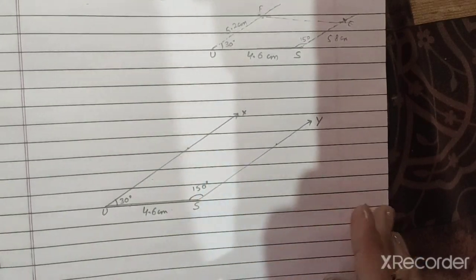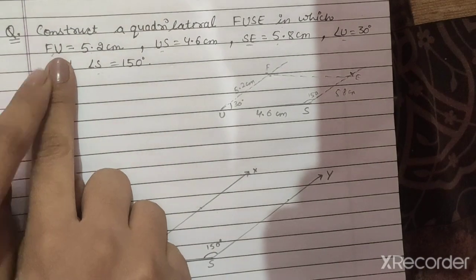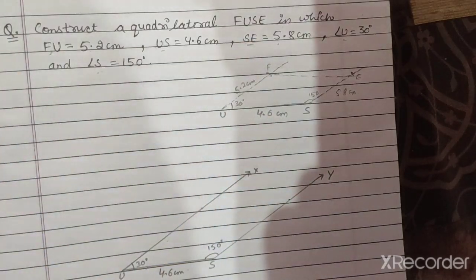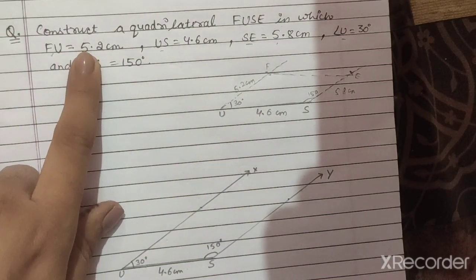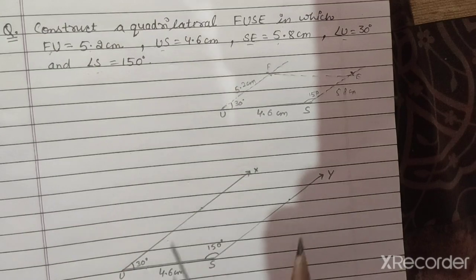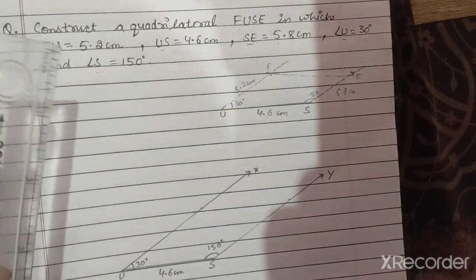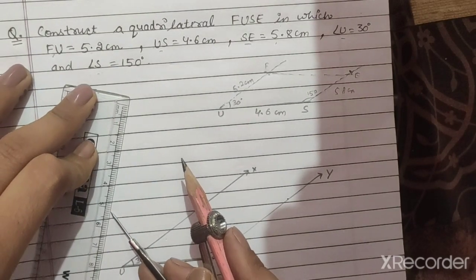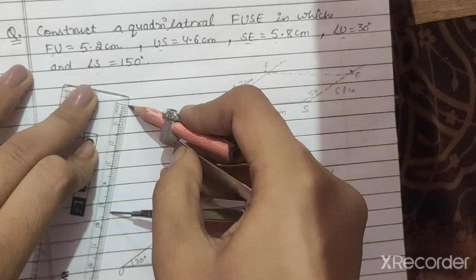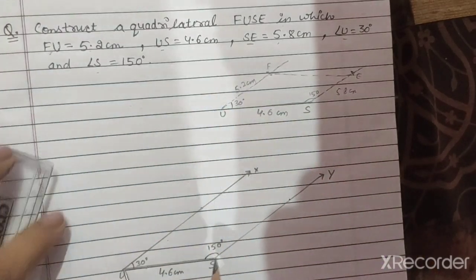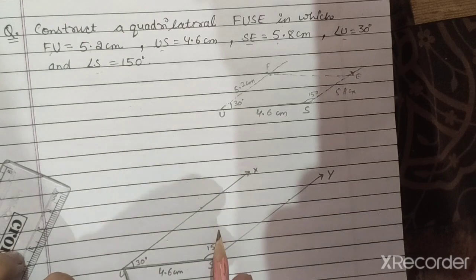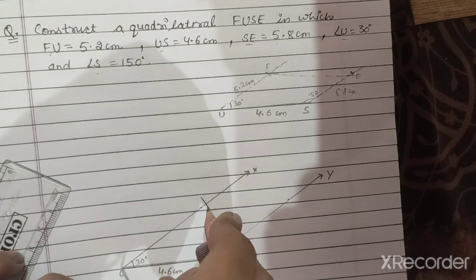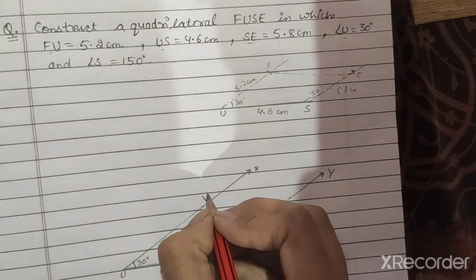Now two sides are left: FU is 5.2 centimeters and SE is 5.8 centimeters. First we will draw FU. From U we will open the compass to 5.2 centimeters and mark the arc. Use the ruler and the compass very carefully. Here it is 5.2. Taking U as the center, mark the arc of radius 5.2 centimeters. Done. Name this vertex as F.